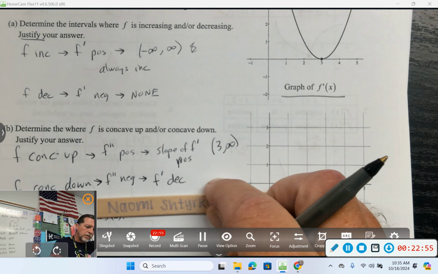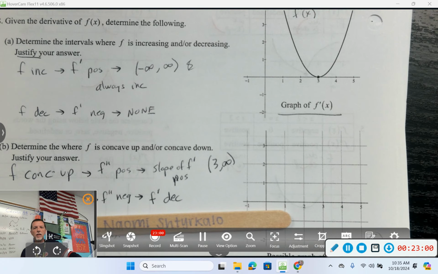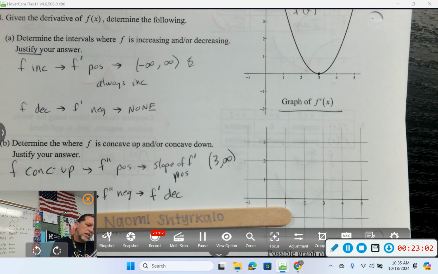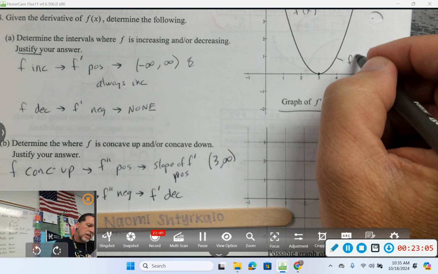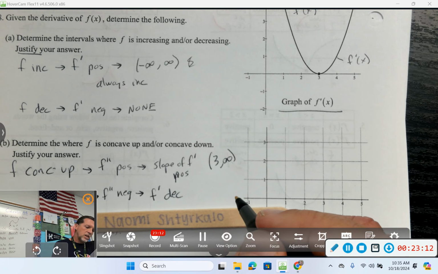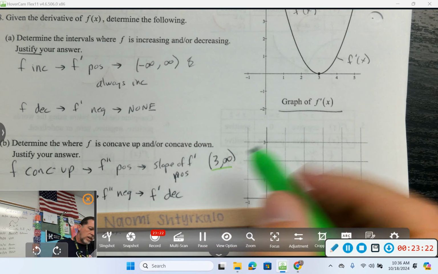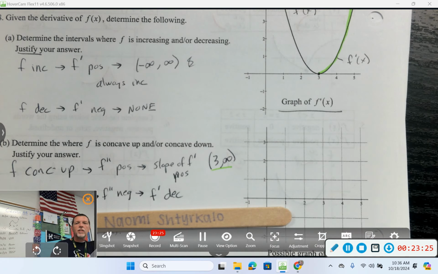So, Naomi, where is f prime decreasing? What interval is f prime decreasing on? So it's positive from 3 to infinity. The slope of f prime is positive from 3 to infinity. Negative infinity to 3.